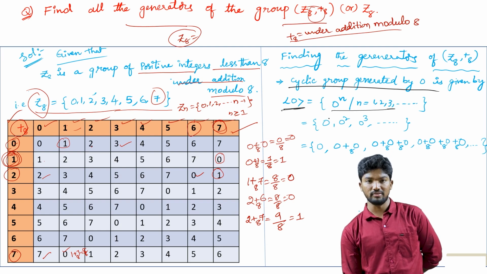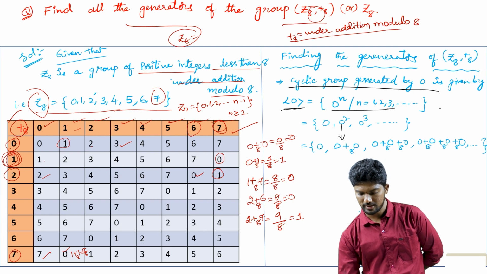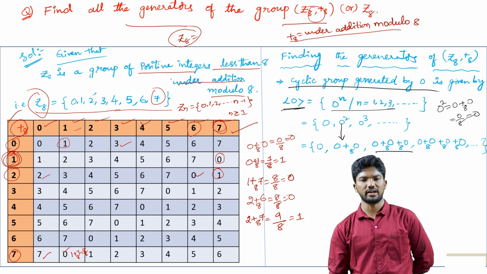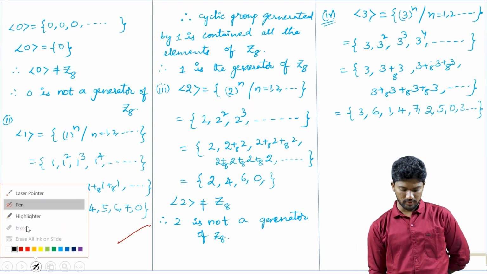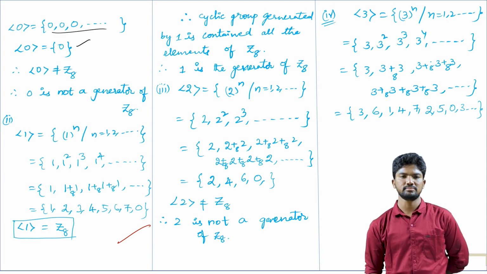So you can apply that n value: 0 power 1, 0 square, 0 cube and so on. Here 0 will be 0 and 0 square represents 0 plus 0. 0 square is nothing but 0 plus 0 under addition modulo 8. So 0 plus 0 is again 0, 0 mod 8 is 0. Similarly 0 cube, 0 power 4, whatever value you take, you will get zeros only. So all elements are equal, so you can take the single term 0.